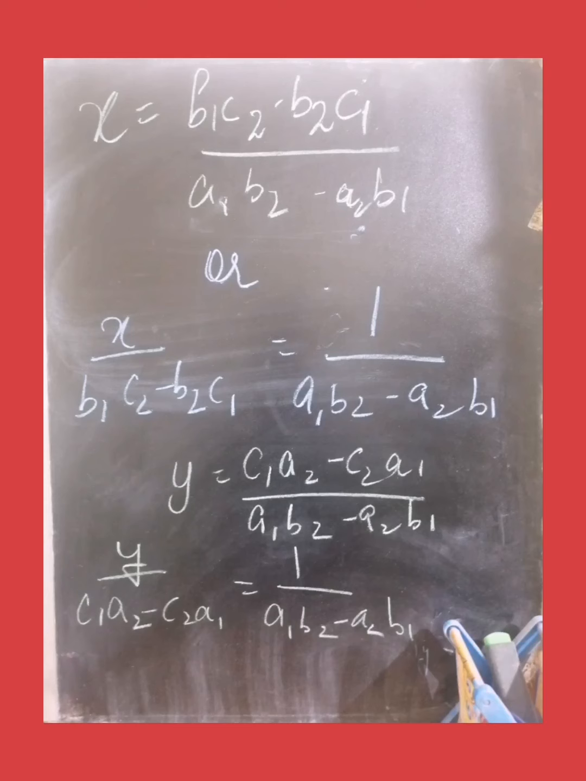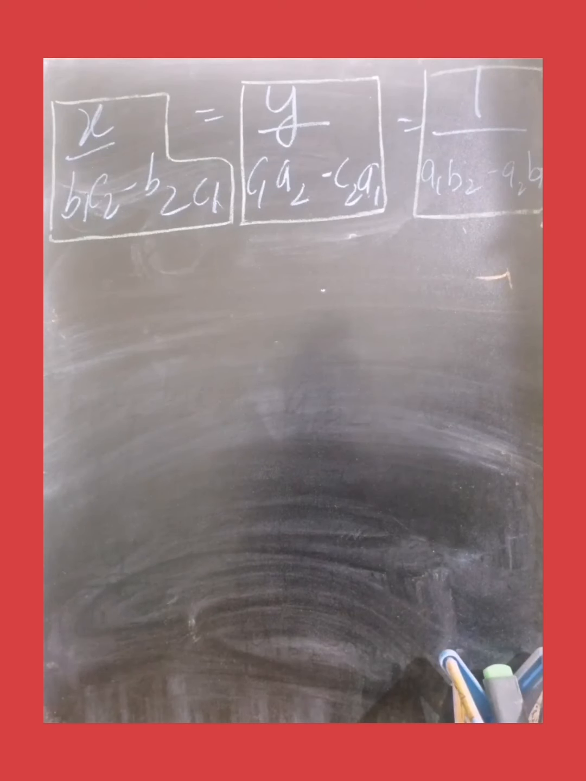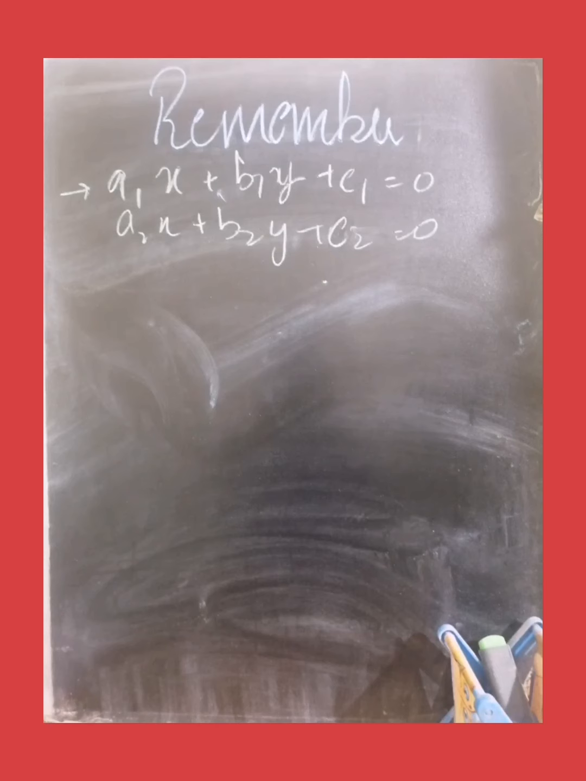So now I can write it like this. You can see the orange colored part is common for both of them. So I can write x upon (b1c2 - b2c1) = y upon (c1a2 - c2a1) = 1 upon (a1b2 - a2b1). So this is the cross multiplication method that you will use. You have to learn this and use it in the questions in exercise 3.5. You do not have to prove what I have done, but this is the method.